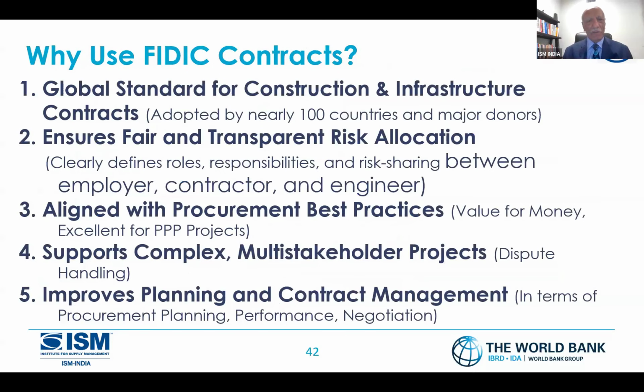So why use it? I think I've explained quite a lot already. Global standards ensure fair and transparent risk allocation, aligned with procurement best practices. That means it ensures value for money. So it is not only based on price, it also includes sustainability issues as well. Excellent for triple P projects. Supports complex multi-stakeholder projects. Again, the highlight of this one is dispute handling. Improves planning and contract management.